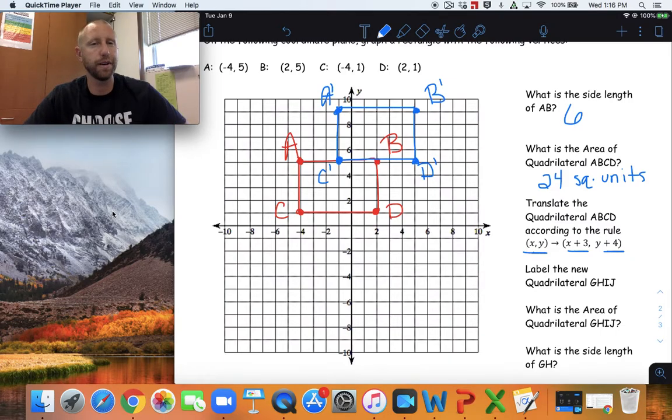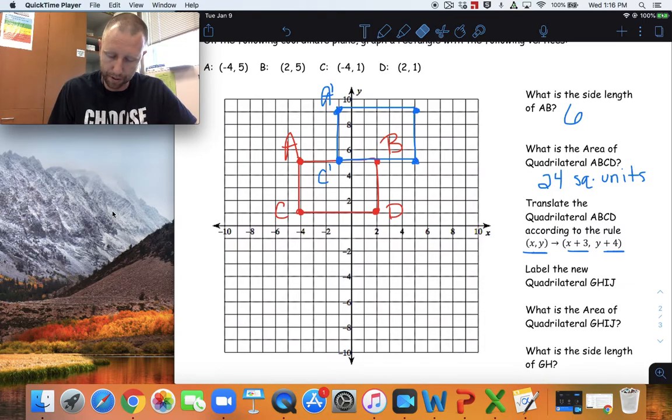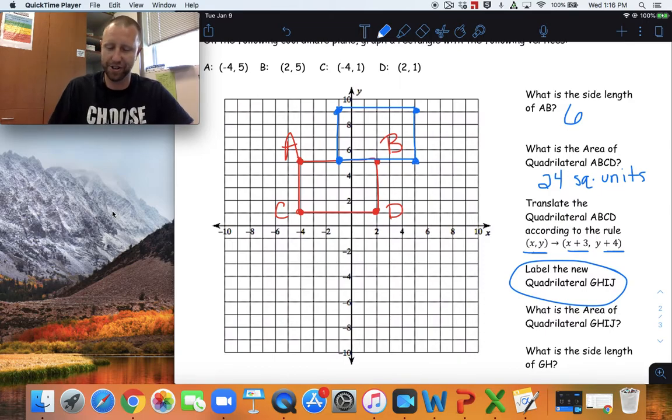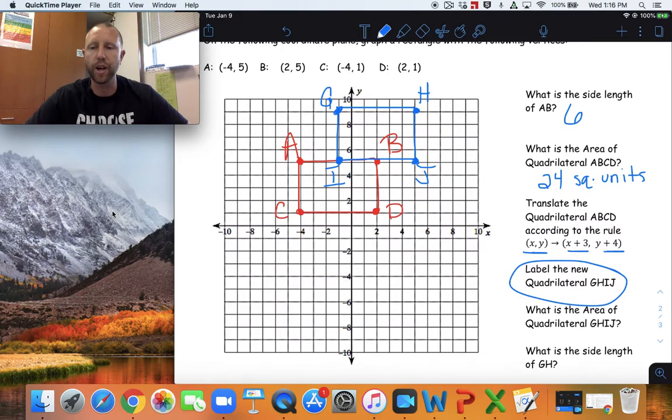And this is why we read directions first. So some of you probably already caught that, but I was not supposed to label that A prime, B prime, C prime, and D prime. It says in the directions right here, label the new quadrilateral G, H, I, and J. So we'll do that in order. G, H, I, and J.